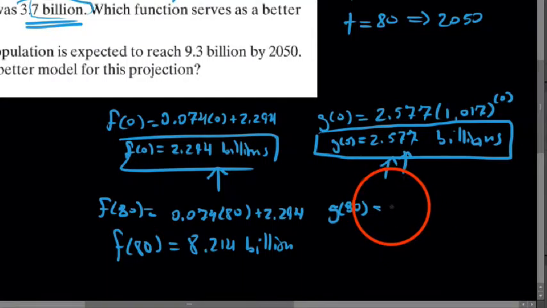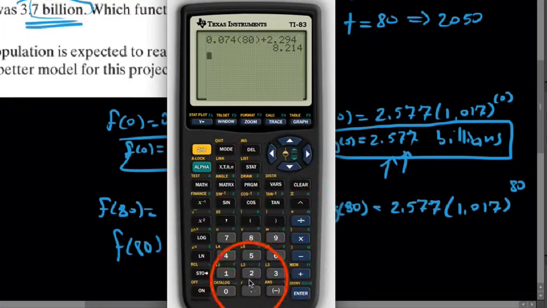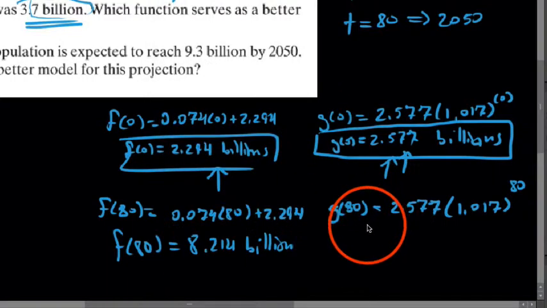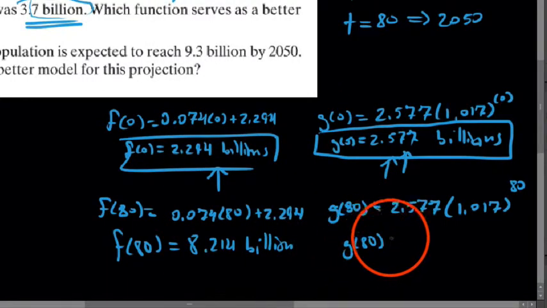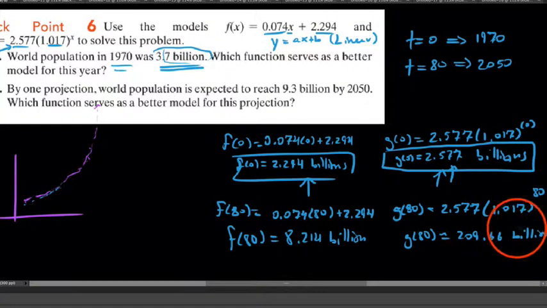When we look at exponential growth model, then we would have to say, well, going back then, we had 2.577, and this would be times 1.017 to the 80th power. And so now typing this in with our exponential model, 2.577 times our base b, 1.017, and this is to the power of 80. Then what we end up with then is 209.66 billion. So we say g of 80 is approximately 209.66 billion.